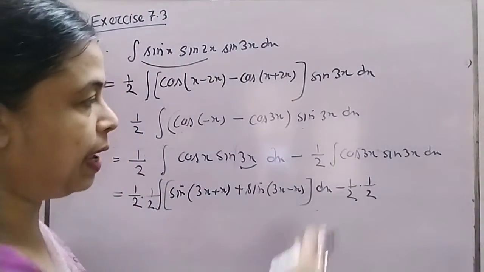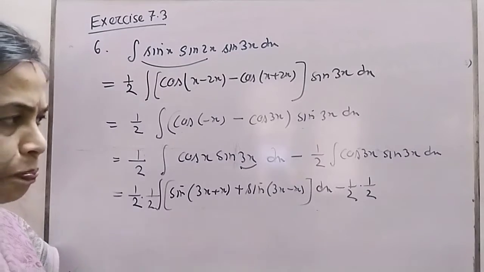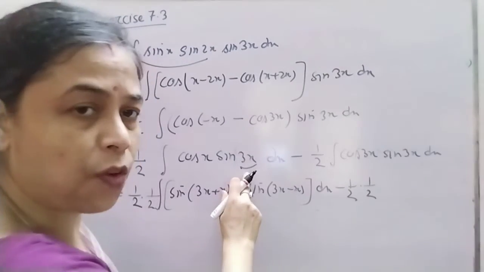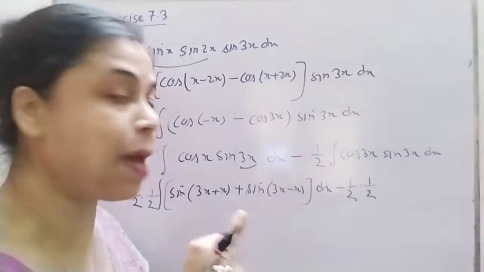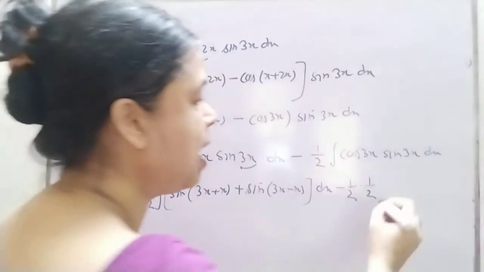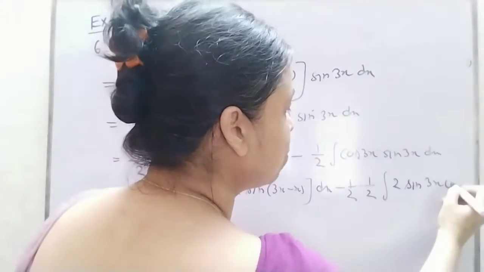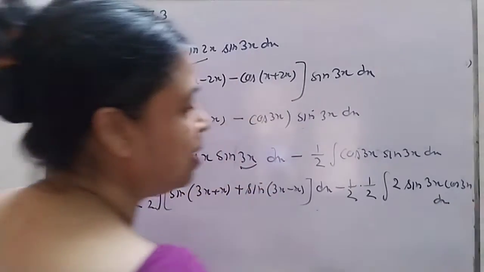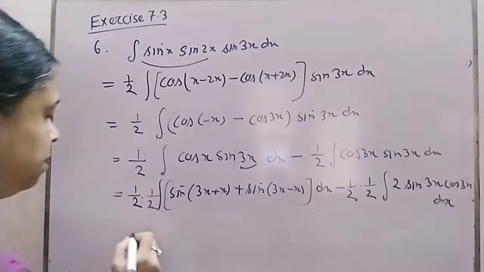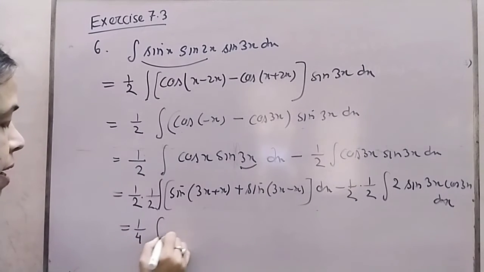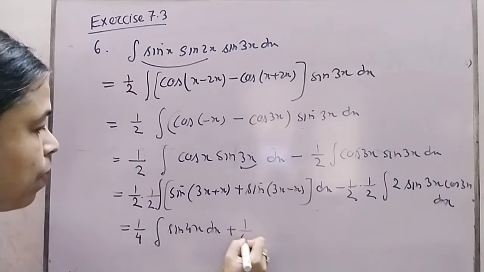Again I will have a half, again the same formula, cos a sin b form. But for this one I can use the same formula, or I can bring it to the sine double angle formula. Let me apply that to understand it properly. I take half common and bring 2 together with sin 3x cos 3x dx. I want to convert it into sin 2a form. This is 1 by 4 integration of sin 4x dx.